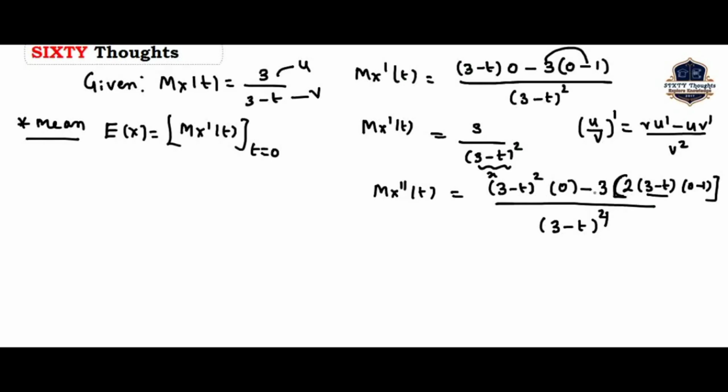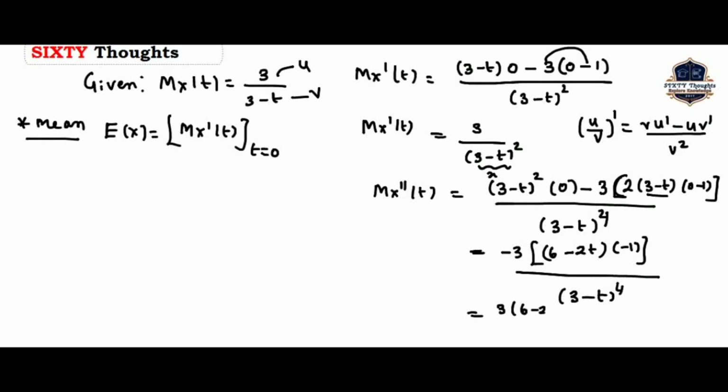Okay, simplify this. The first term becomes 0. Coming to the second term, minus 3. Here you get 2 threes are 6 minus 2t, into minus 1, by denominator 3 minus t power 4. So minus 3 into minus 1 plus 3. Okay, so we get 3 into 6 minus 2t by 3 minus t power 4. So this is called Mx double dash of t answer.